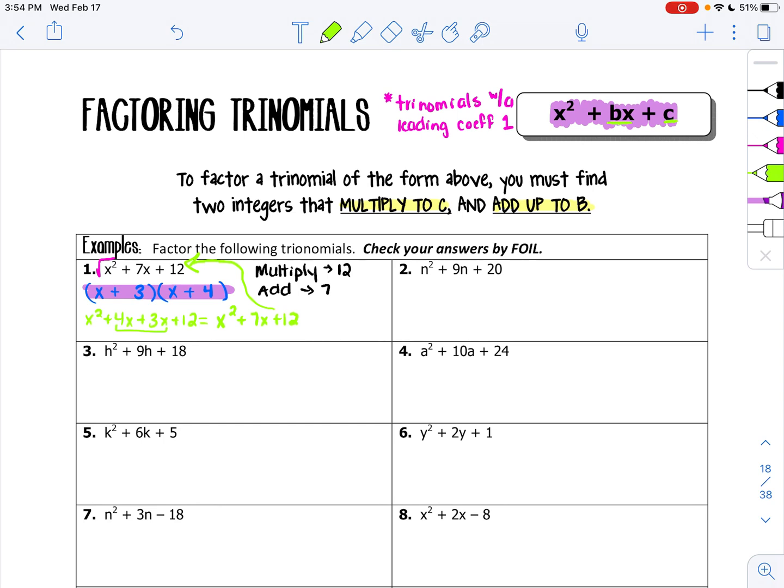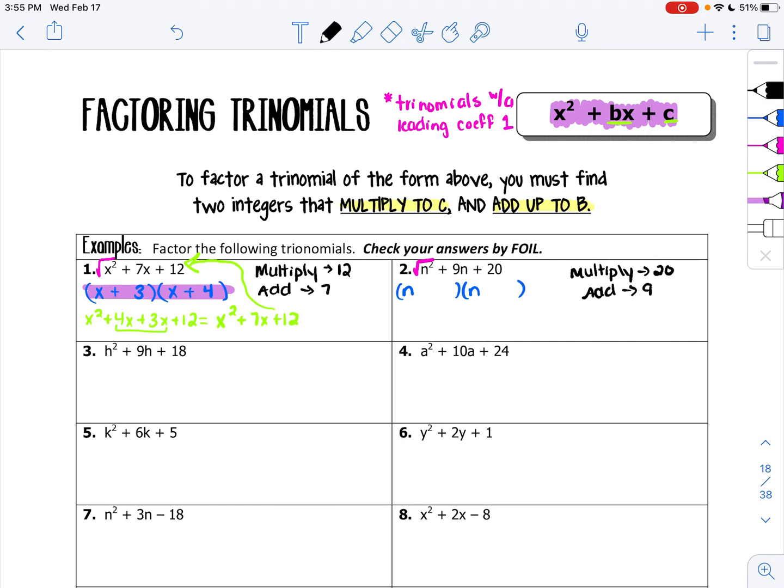Take a look at number 2. So again, notice my first term has a leading coefficient of 1. There's not a coefficient in front of that n that we can see. So there's an imaginary 1. So because of that, I can go ahead and set it up as two binomials. I know that the square root of n squared is just n, so that's the first term. Then I need to determine what can I multiply that will give me 20? And what can I add that will give me 9?